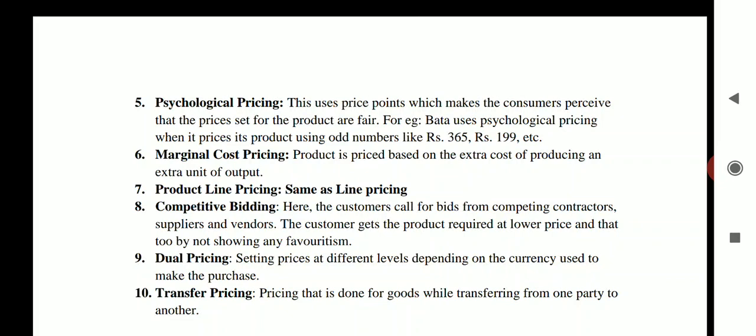And the last one is transfer pricing. Transfer pricing takes place inside one firm. You must be thinking, who sells products inside one's own firm? Will you sell anything to your own family member? No, right? But transfer pricing is a kind of pricing that is done for goods while transferring from one party to another inside one's own firm. Now you would think, how is that possible? Let me give you an example.